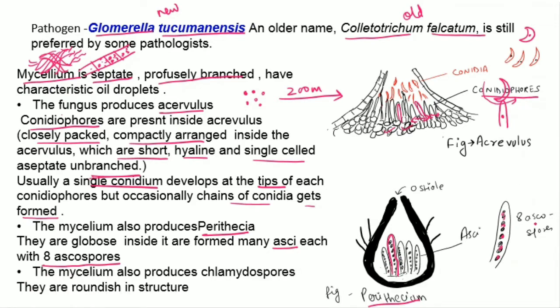So these are the two types of spores. Also, another type of spore called chlamydospore was also found in the mycelium. The chlamydospores were roundish in structure.